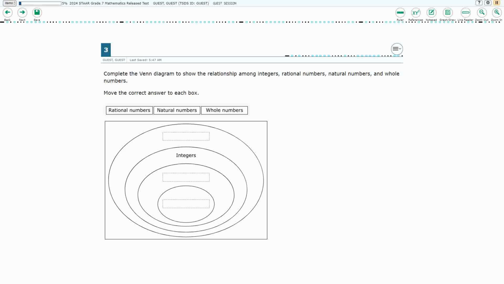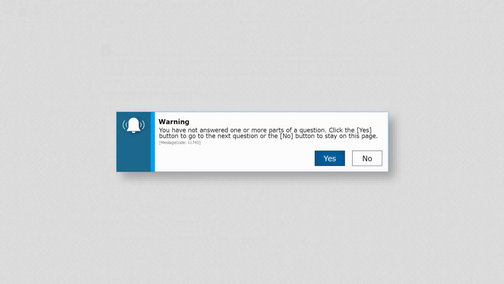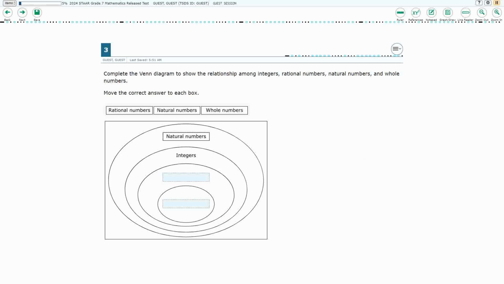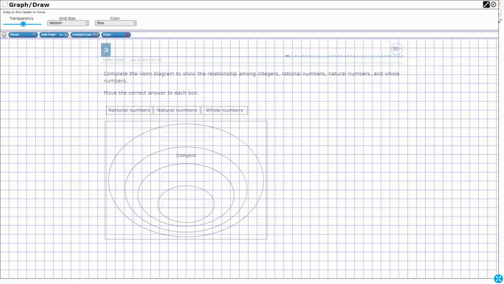So we've got this Venn diagram here. We got 3 answers, and if we don't fully complete the set, it will give us a warning saying you have not answered all of it. So we need one of these answers in each of these 3 blanks. So let's take a look at what we have here.